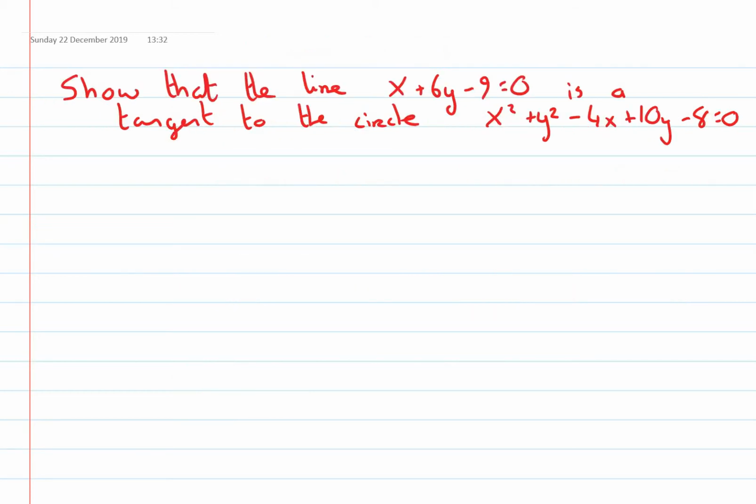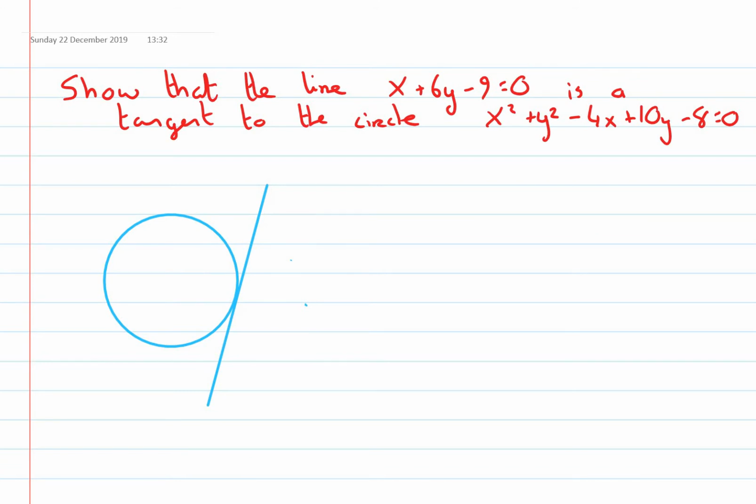Okay, so in this question it says, show that the line x plus 6y minus 9 equals 0 is a tangent to the circle x squared plus y squared minus 4x plus 10y minus 8 equals 0. So it's just a quick sketch here. We have a circle, and we know the equation of that circle. We also have a line, it's a tangent, so it hits at one place. And we want to show that that line is indeed a tangent.